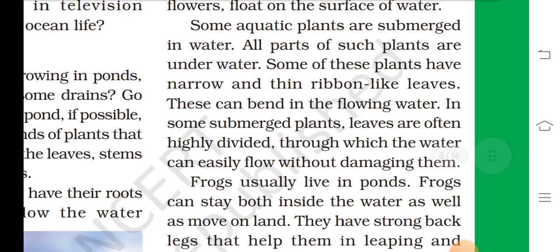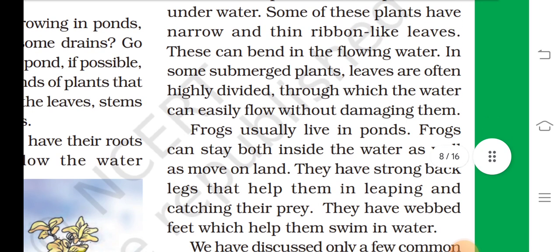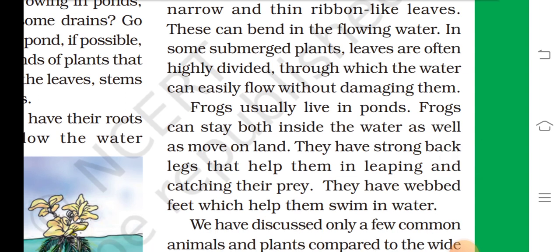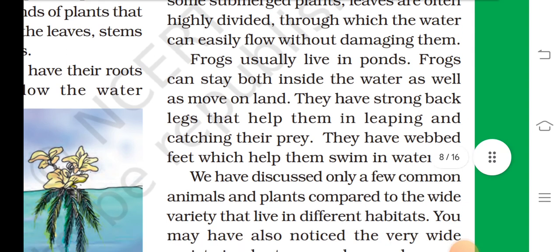Some aquatic plants are submerged in water. All parts of such plants are underwater. Some of these plants have narrow and thin ribbon-like leaves. These can bend in the flowing water. In some submerged plants, leaves are often highly divided, through which the water can easily flow without damaging them.